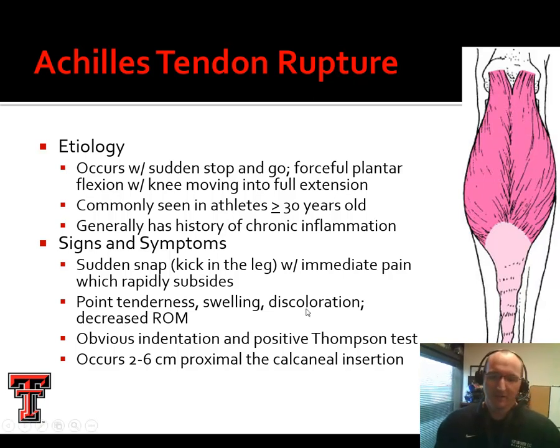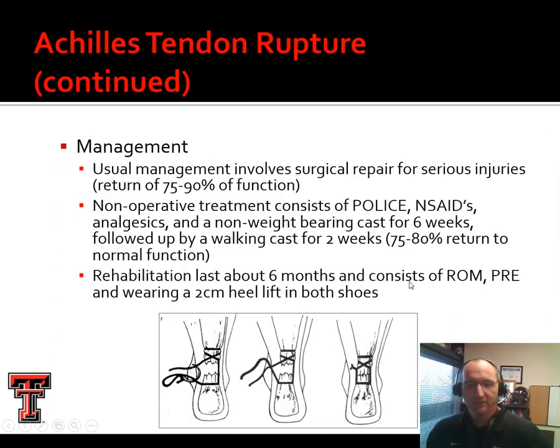That immediate pain, especially if we've got a complete rupture, usually subsides because there's really not any tension on the injured structures. They're going to be point tender. You may be able to actually feel that divot or deformity. They're going to have that obvious indentation there with a positive Thompson test. Most often this occurs just proximal to the calcaneal insertion. Okay, that's kind of the weakest area, a zone of weakness, if you will, proximal to the calcaneal insertion.